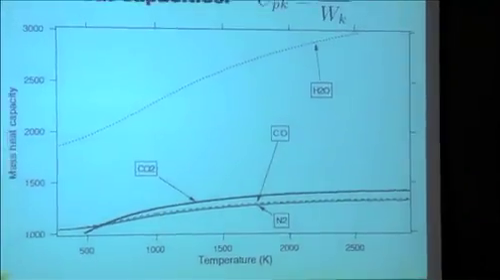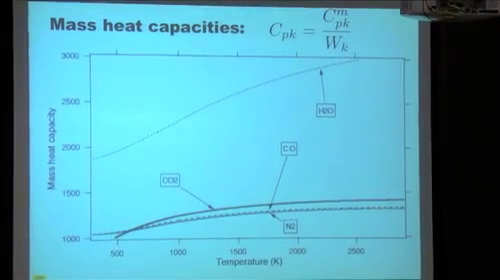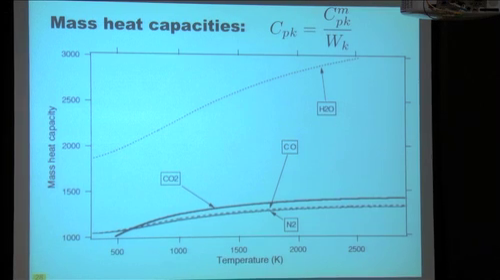This is the same thing for mass. Of course, in mass, as you divide by the molecular weight, the light gases have very large values. I didn't plot hydrogen here. Hydrogen would be like 15,000 for Cpk in terms of mass heat capacity.